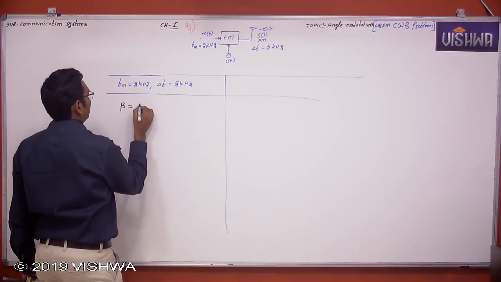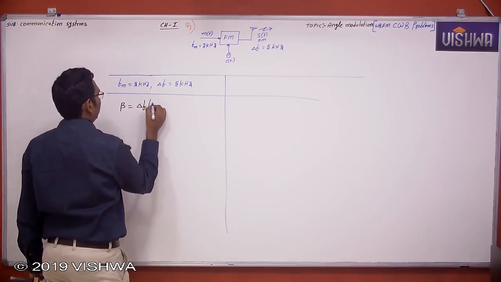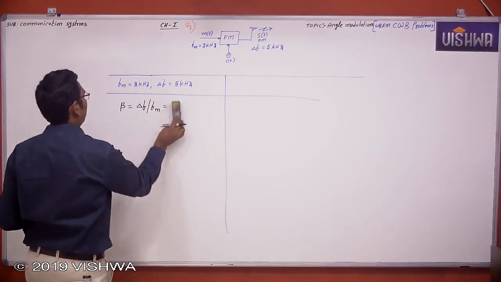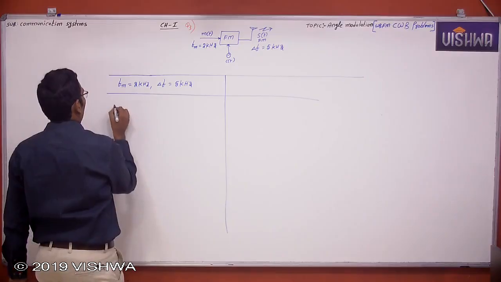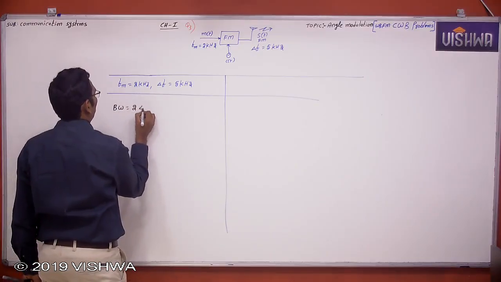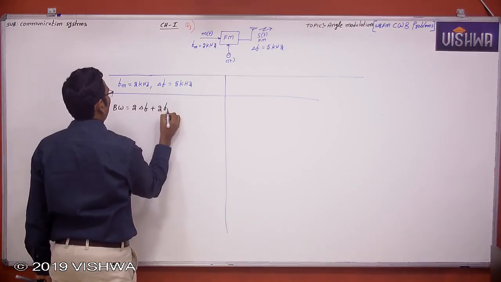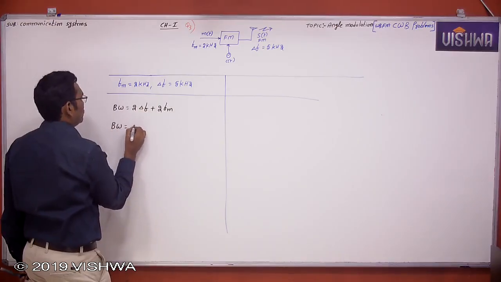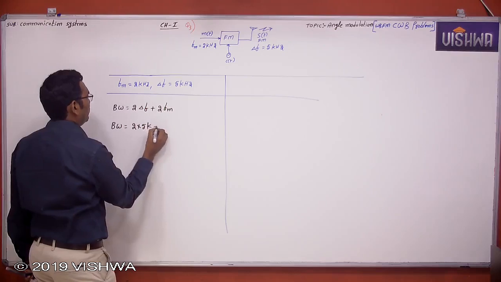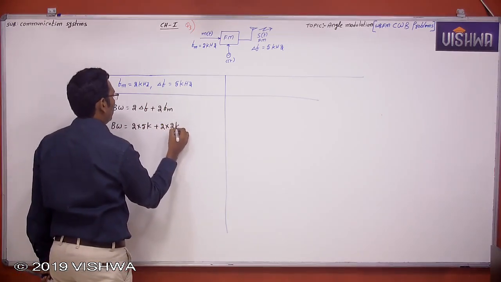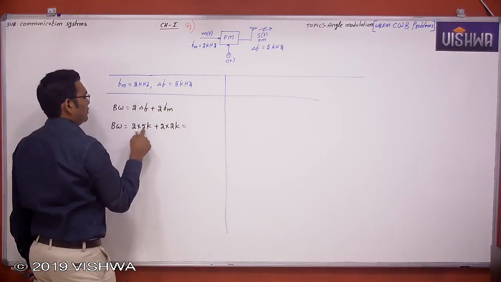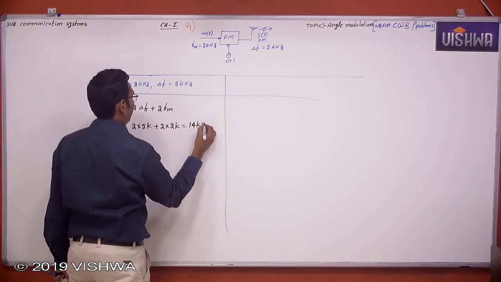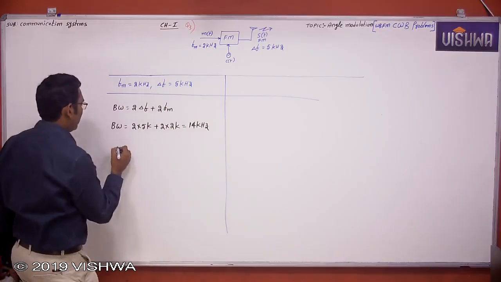Beta is equal to delta F by Fm, or you can write like this directly, bandwidth is equal to 2 into delta F plus 2 into Fm. Beta also you can calculate, not an issue. So 2 into delta F is 5 kilo plus 2 into Fm is 2 kilo, which is equal to 10 plus 4, 14 kilohertz is the bandwidth.